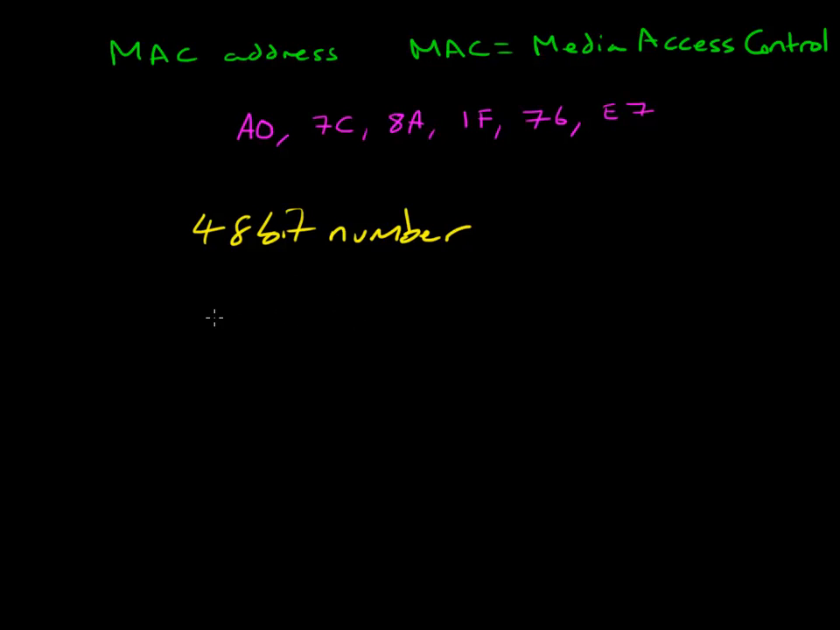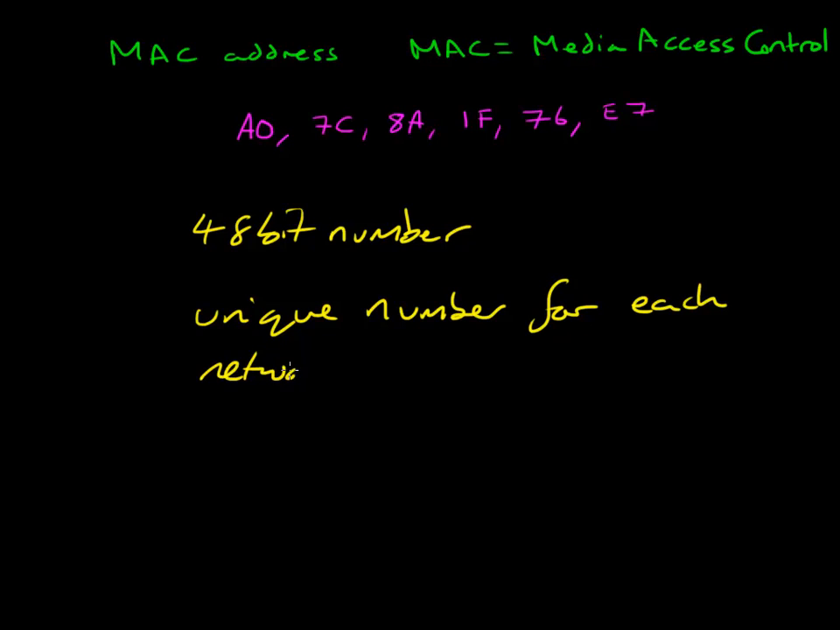And this is a unique number for each network interface. So if you've got a network card in your computer, that will have a unique MAC address. If you have a wireless card in your computer, that will have a unique MAC address. Your phone, if it's an internet-enabled phone, will have a unique MAC address.